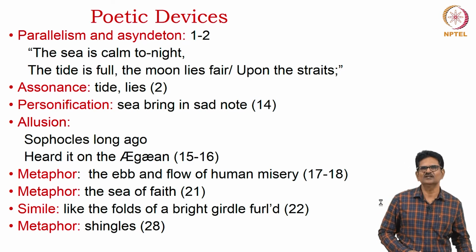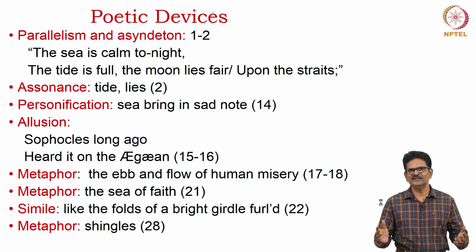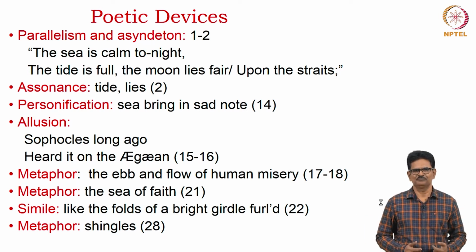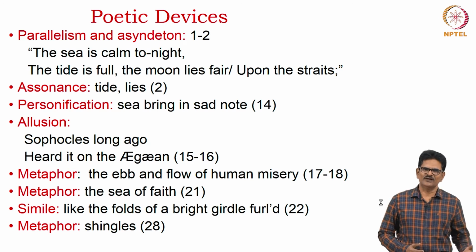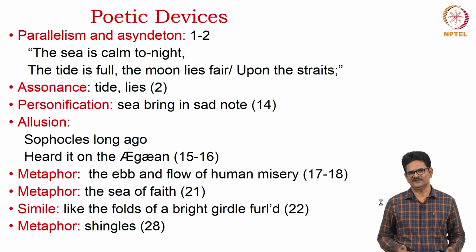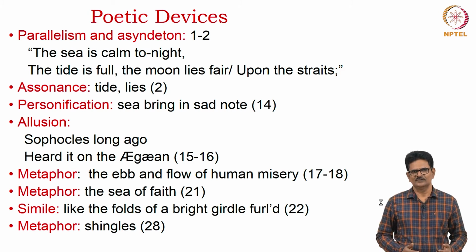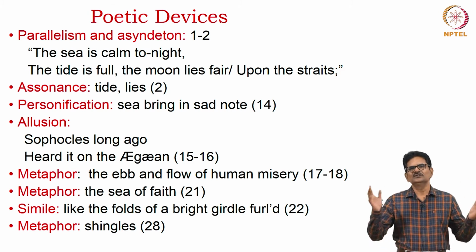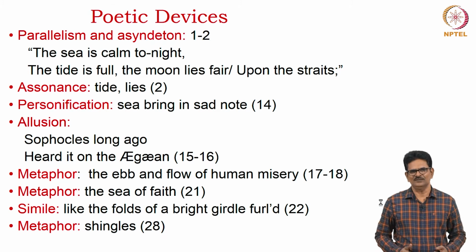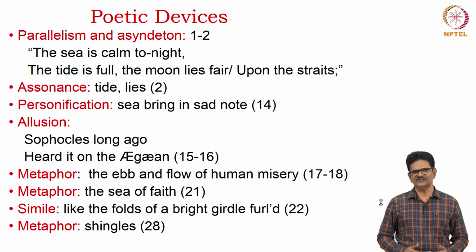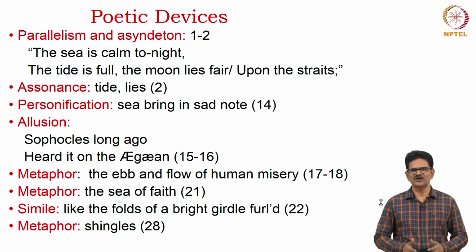We also have the personification of the sea bringing a sad note to the poet and to the reader. We have this famous allusion to Sophocles. Sophocles is a great dramatist. He wrote about the human misery at that time. Sophocles long ago heard it on the Aegean. Then we have the metaphor, the ebb and flow of human misery.